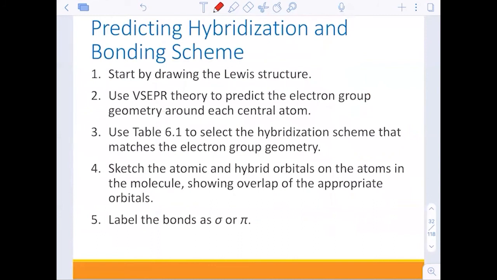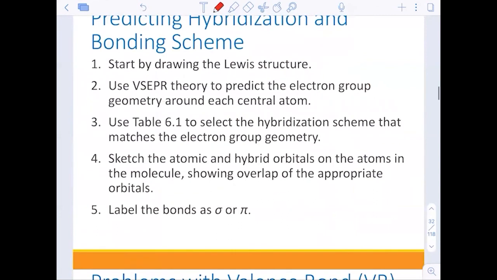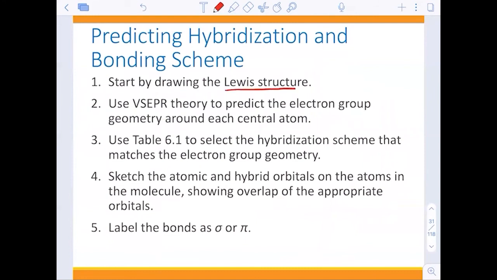So for predicting hybridization and bonding scheme, just like before with predicting in VSEPR theory, you always have to start with that Lewis structure. You'll go through VSEPR theory to get the geometry around the central atom, and then you'll be able to predict the hybridization based off of the number of electron groups equals the number of hybrid orbitals needed. You can sketch the atom and the hybrid orbitals. What I would want you to be able to do is definitely be able to label a sigma or a pi bond. We'll have some practice in class.